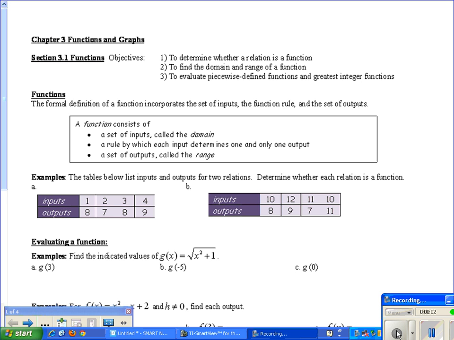Chapter 3, Functions and Graphs, Section 3.1, which is functions. We're going to determine whether a relation is a function, find the domain and range of a function, which we'll do more in a different video, and evaluate piecewise defined functions and greatest integer functions.